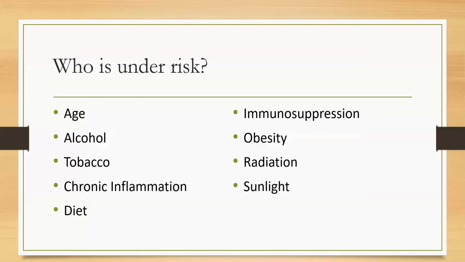Next up. So who is at risk? People of old age, heavy alcoholics, those who chew tobacco, people who have chronic inflammation or who have been on a wrong diet for a long term, or people who are under immunosuppression, and obesity, radiation and sunlight.